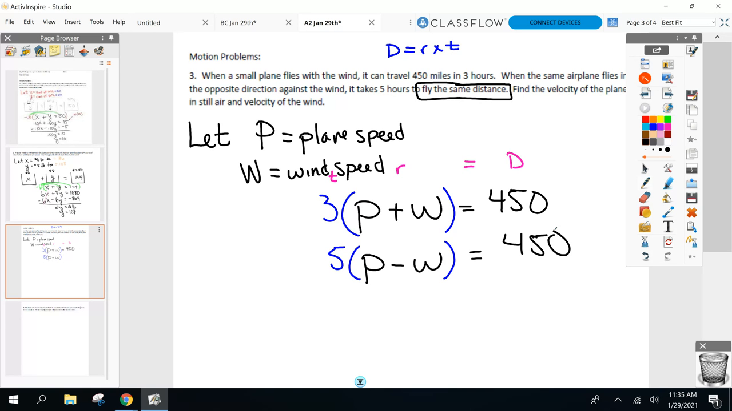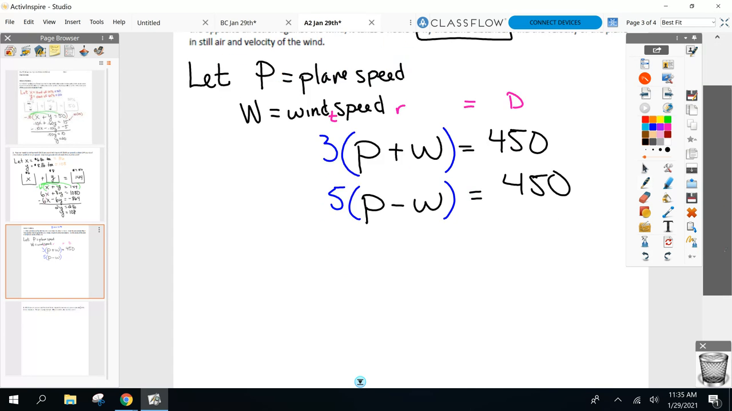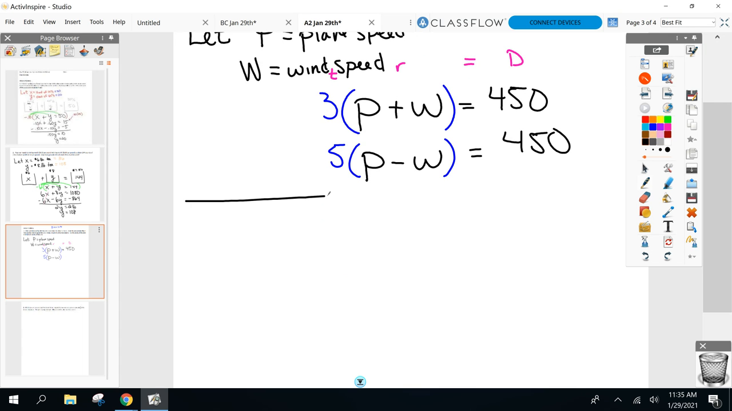All right, so those are the two equations. With the wind, I add it. Against it, I got to subtract it. And I always multiply it by the time it takes me. All right, let's take our time now. Let's distribute the 3 and the 5 and write our two equations now.